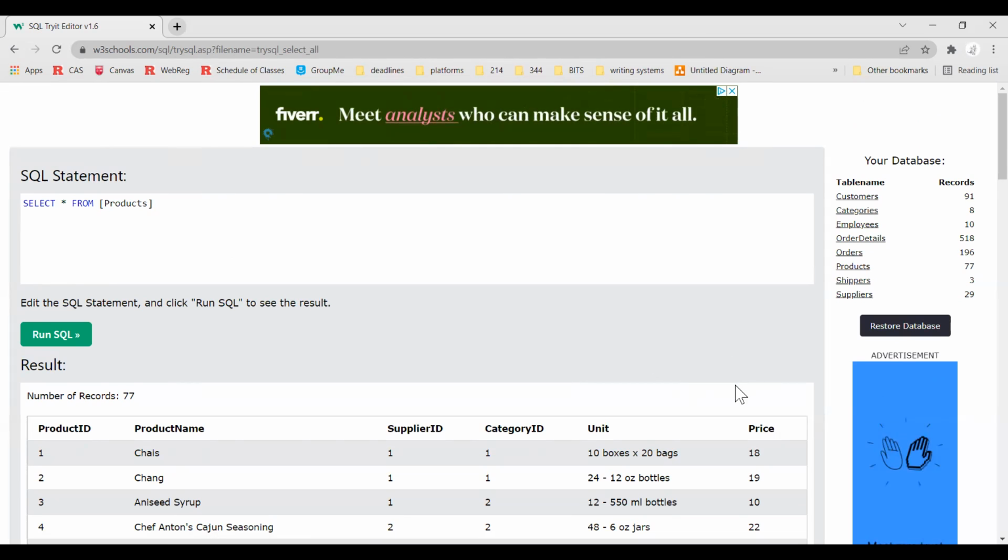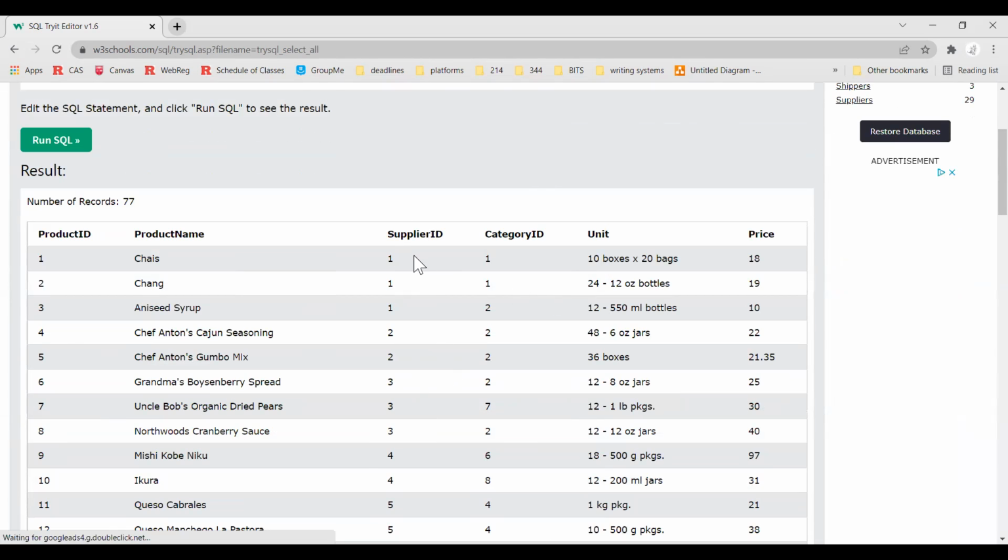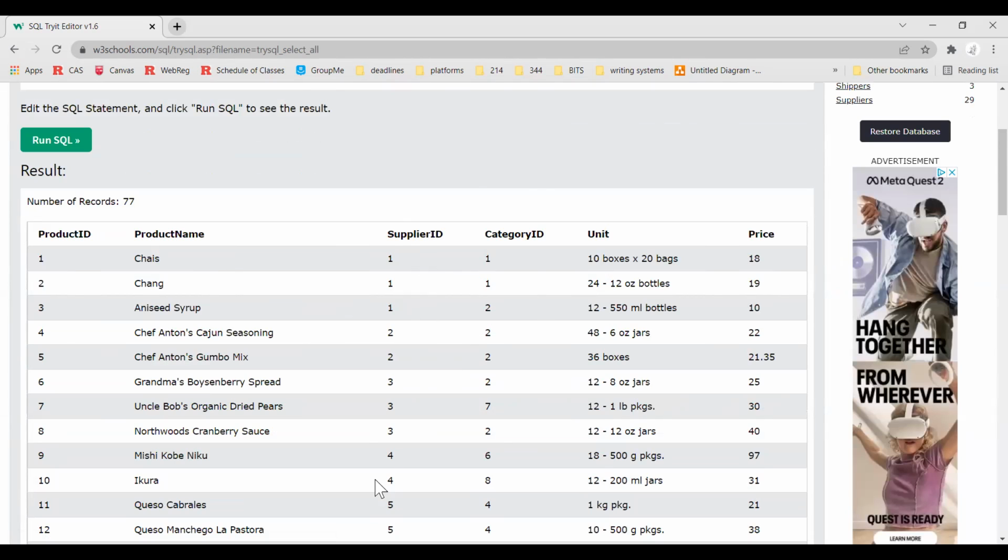So these are the foreign keys in the supplier table and the categories table, respectively. And they're used as identification there. So you can see that you do have duplicates here because you can have multiple products that come from the same supplier or multiple products that are in the same category.